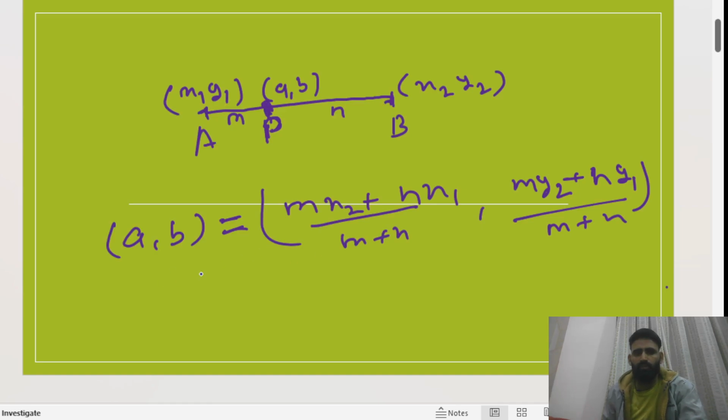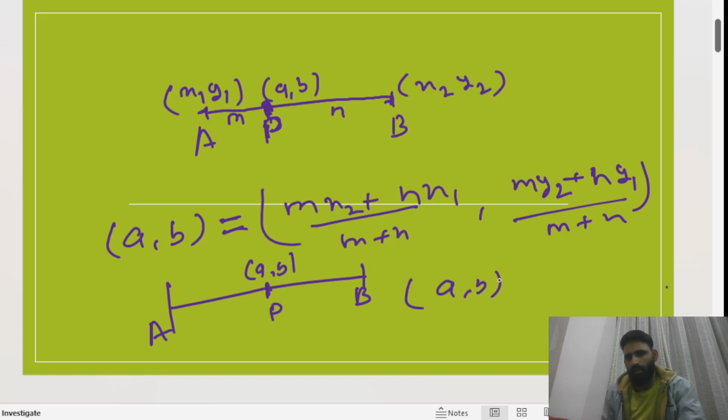This is the midpoint formula. Suppose this point is A, this point is B, and this is a midpoint. Suppose P is the midpoint, so we can say the P coordinate of A and B.